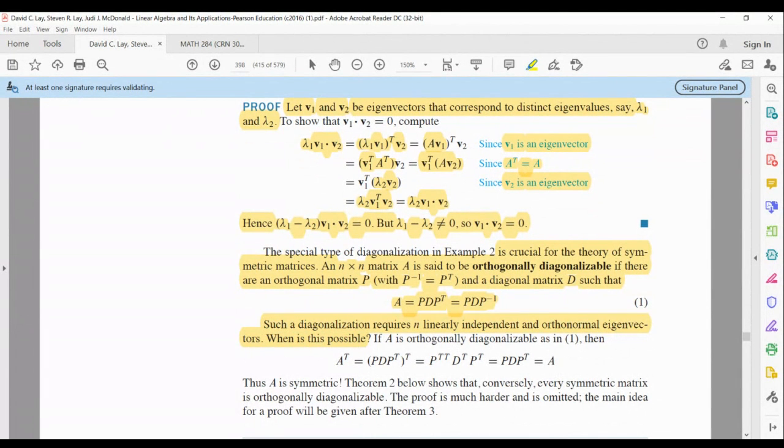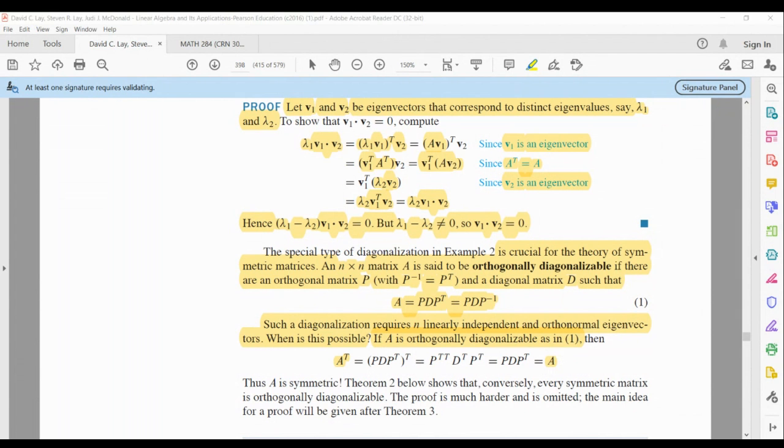Such a diagonalization requires n linearly independent and orthonormal eigenvectors. But when is this possible? We've seen this occur for symmetric matrices. If A is orthogonally diagonalizable, then it turns out that A transpose will equal A. It follows that A transpose equals A.